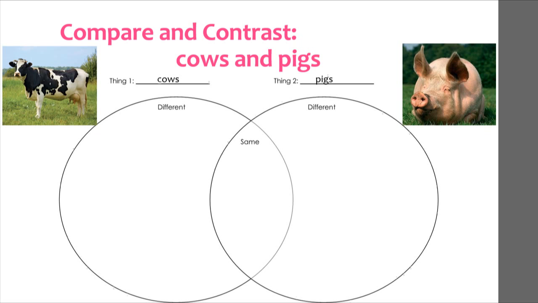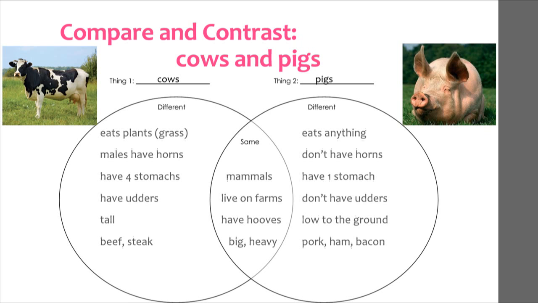So the first thing you want to do is you draw your Venn diagram. So you draw two circles and then you label the circles. So the first circle, thing 1, is cows, and the second one, thing 2, is pigs. And then you think to yourself the questions that we talked about. For comparing, you think about how are cows and pigs similar? How are they alike? And those answers you'll put in the middle between these two circles. And when you contrast, you think about how are cows and pigs different? What makes them different from each other? And those answers you'll put separately in the outside big part of the circles.